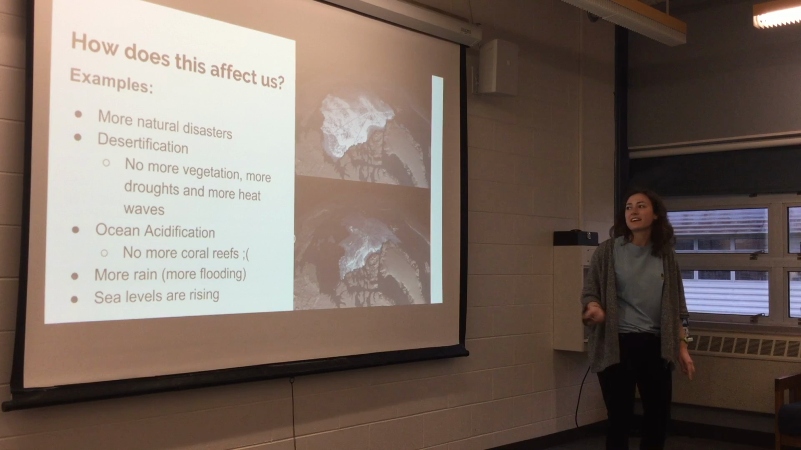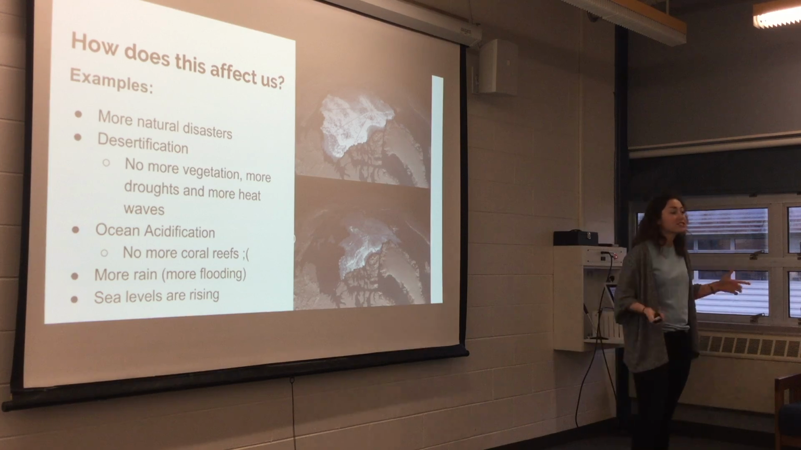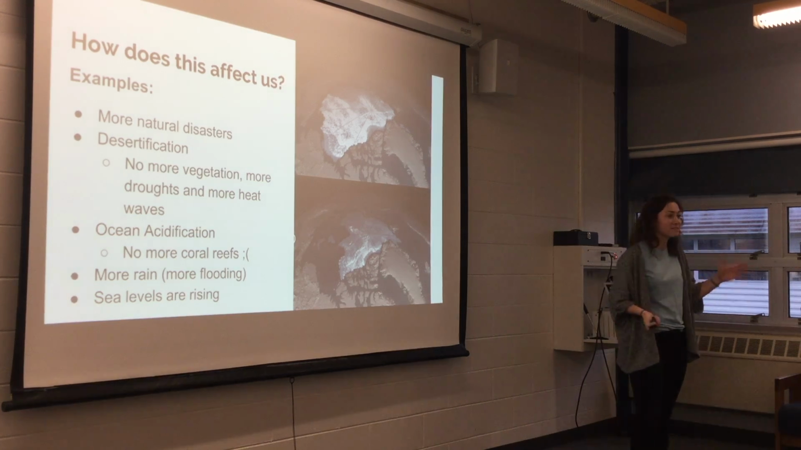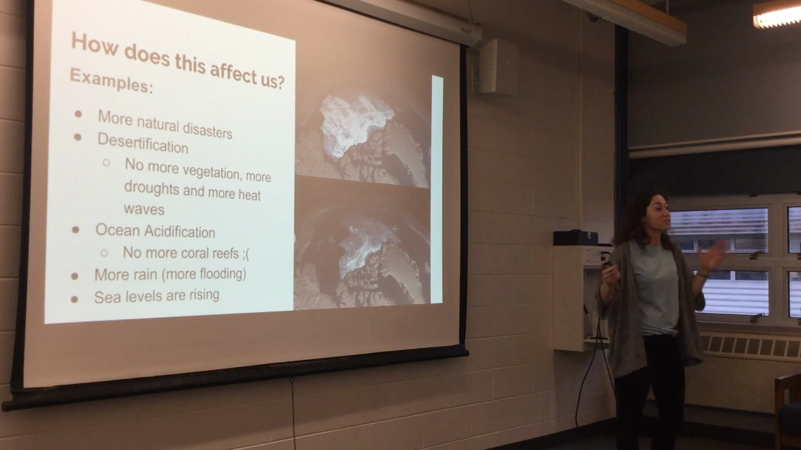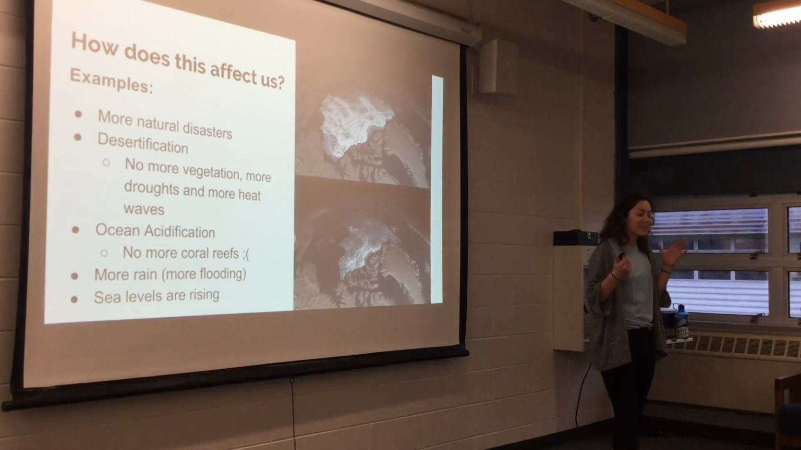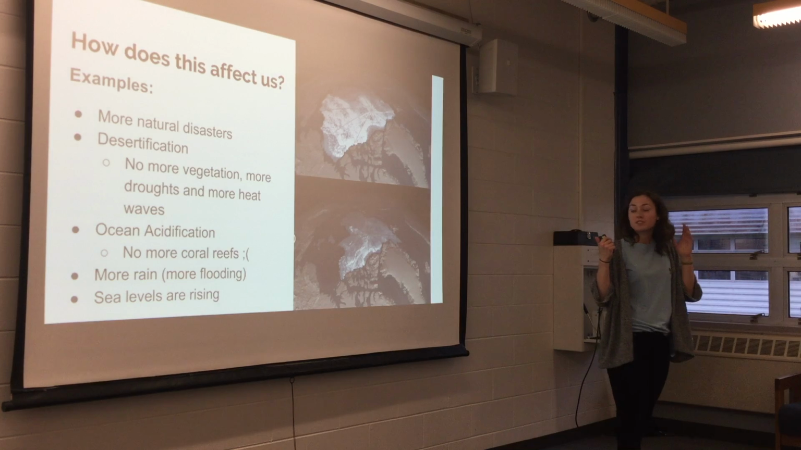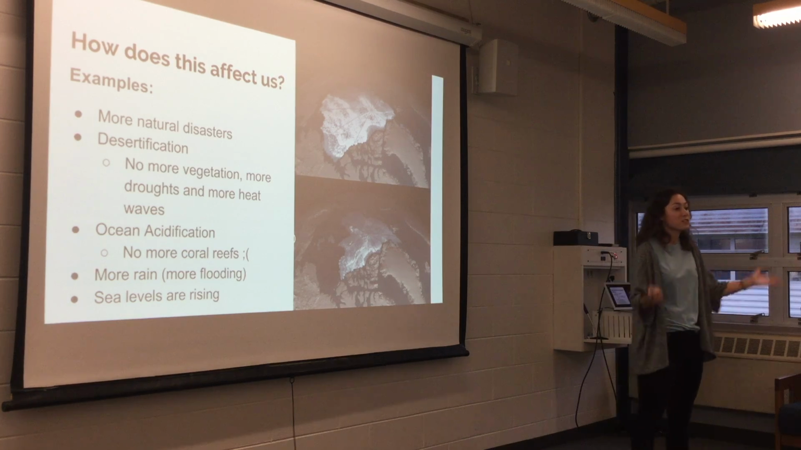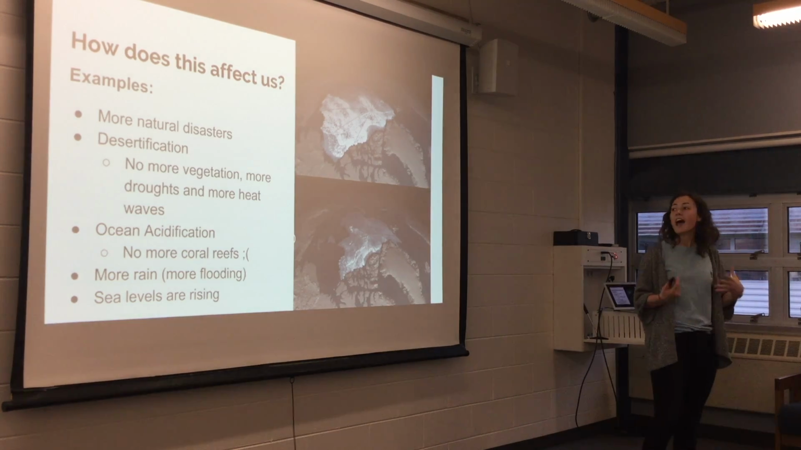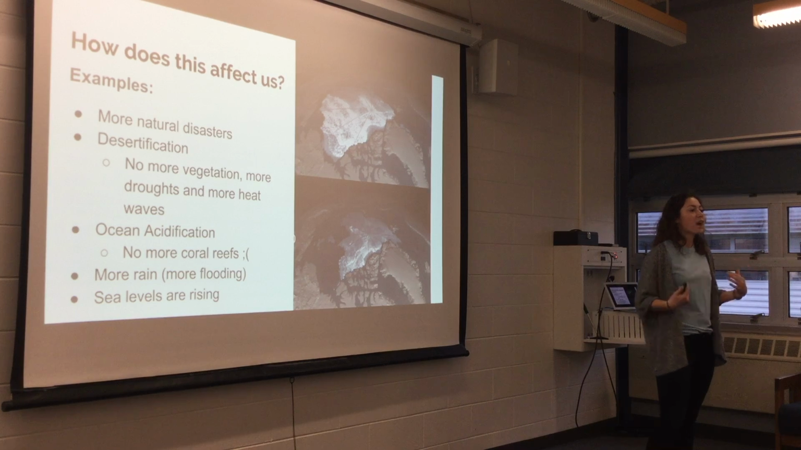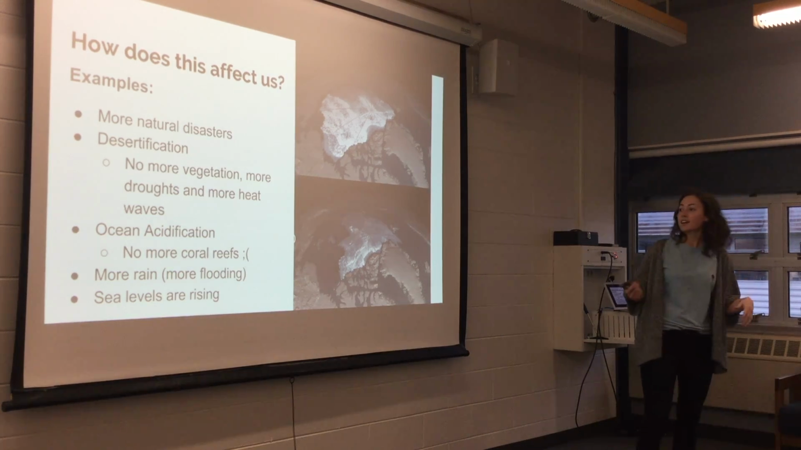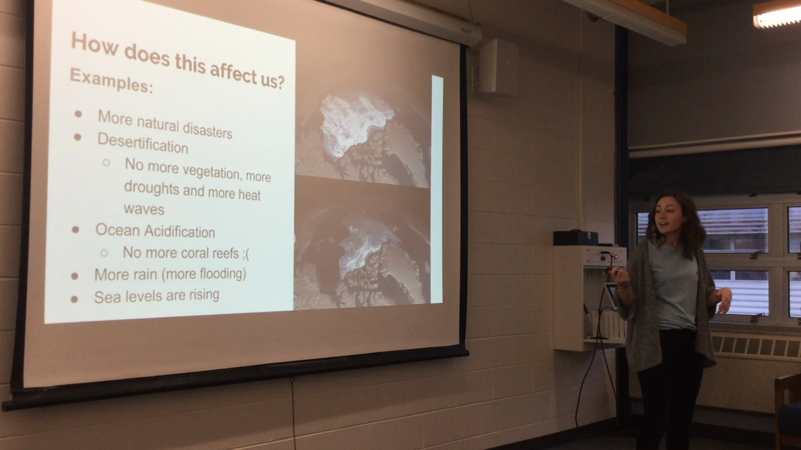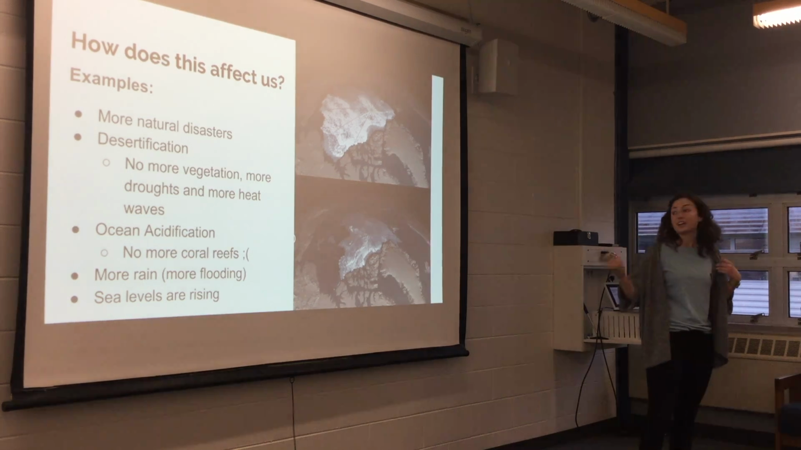And so how does this affect us? Well, there's going to be more natural disasters because there's going to be more intensified weather patterns. There's more desertification from increases in temperatures. There's ocean acidification because our ocean takes in CO2, and then the CO2 causes the pH of the ocean to rise. There's going to be more rain, more flooding, and the sea levels are rising from glaciers melting.